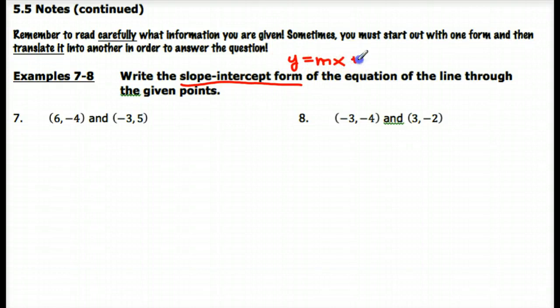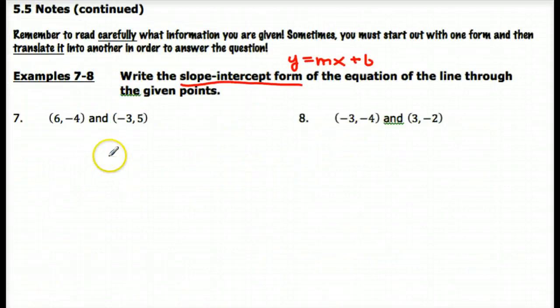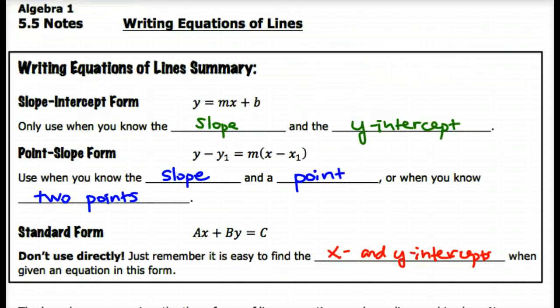Okay, that's slope-intercept form. But the only information I'm giving you is 2 points that a line is going through. Well, if you look back at the summary that we did at the very beginning of this lesson, I said the only time you can use slope-intercept form is when you know the slope and the y-intercept. Okay, we don't know the slope or the y-intercept for 7 or 8. We just know 2 points. When you are given only 2 points of a line, you have to use point-slope form.